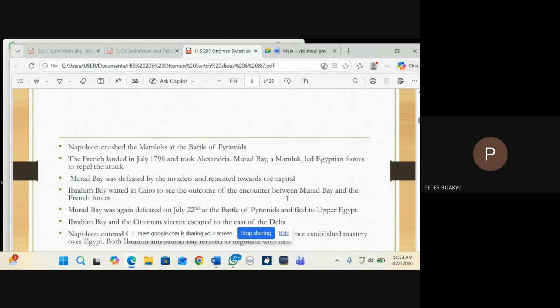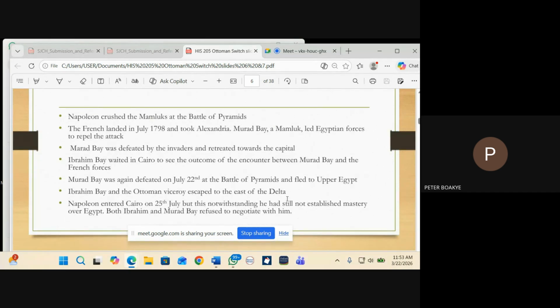Napoleon crushed the Mamluks at the Battle of Pyramus. The French landed in July 1798 and took Alexandria. Murad Bey was a Mamluk who led Egyptian forces to repel the attack. He was defeated by the invaders and retreated toward the capital.